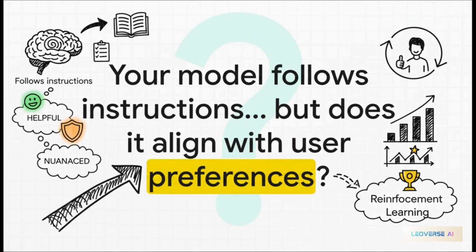So imagine this. You've spent all this time fine-tuning your LLM. It can answer questions, it follows your instructions, but here's the real question. Is it actually any good? Does it give you outputs that people find helpful or harmless or nuanced? And that right there is the core problem RLHF is built to solve. It's all about bridging that gap between a model that's just technically correct and one that's genuinely aligned with what we as humans actually prefer.